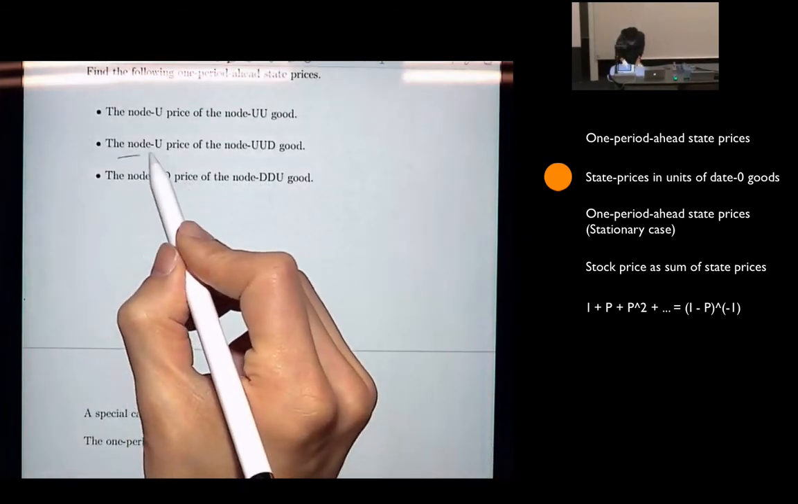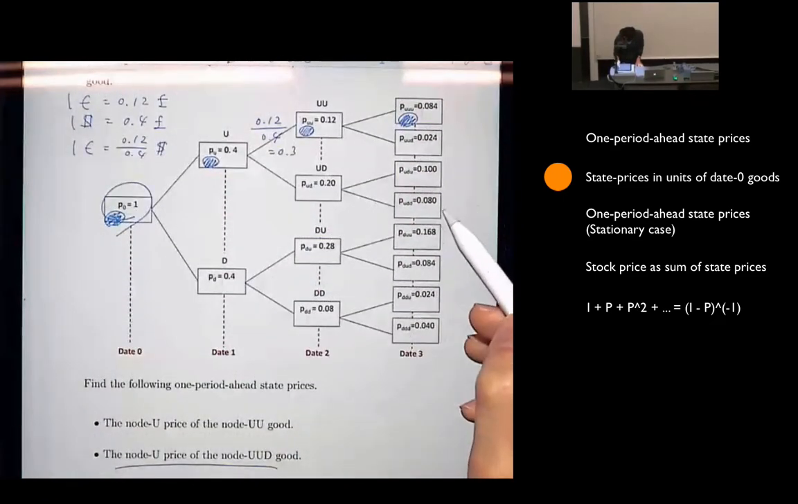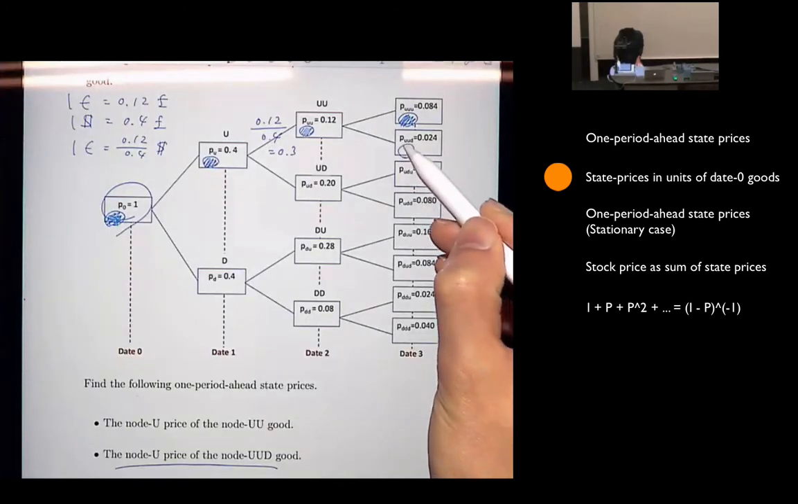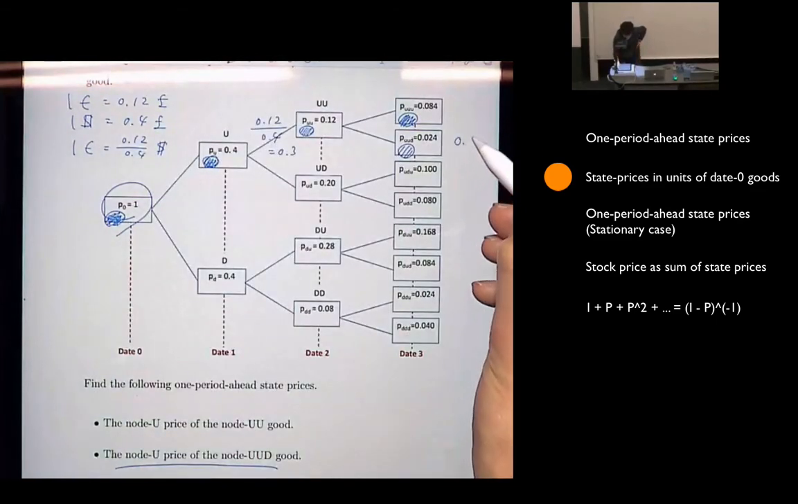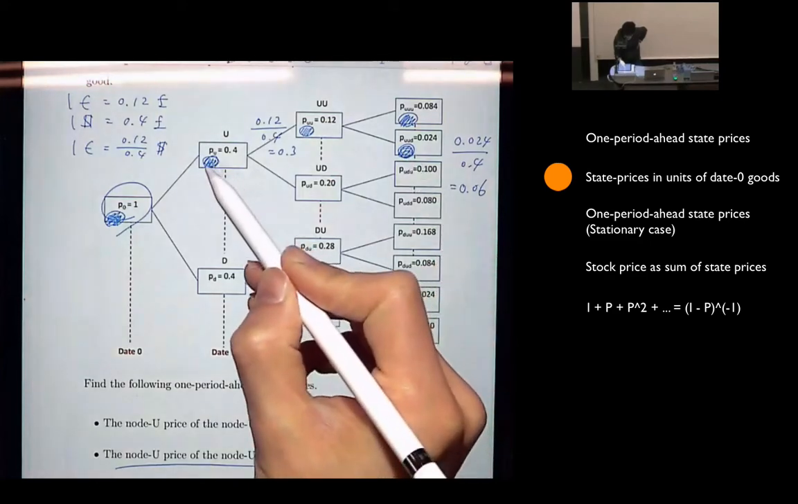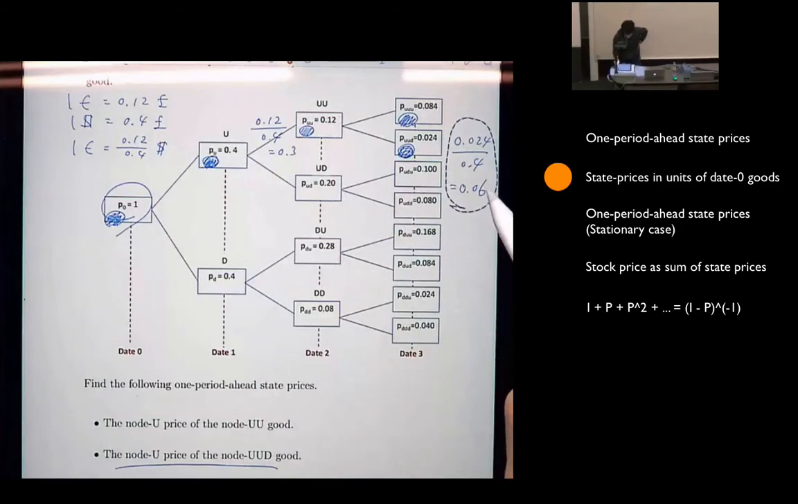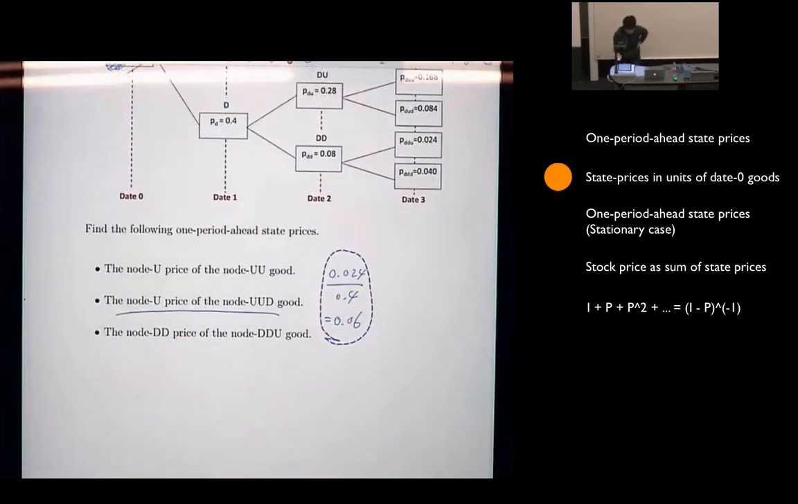What is the node U price of the node UUD good? So what is the price of UUD? The price of this potato in units of this potato. Again, you take the ratio 0.024 over 0.4 equals 0.06, and that's the price of this consumption good in units of this consumption good. And the last one is almost the same.